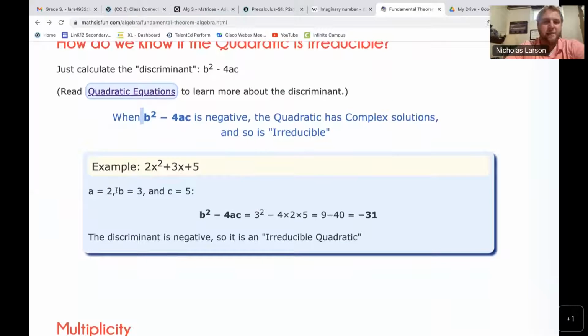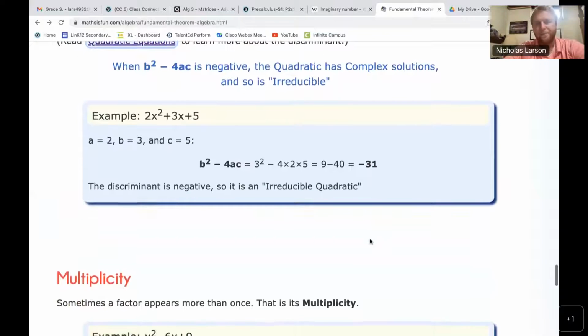So again, a is 2, b is 3, and c is 5. When we go through and solve this, we get -31, which tells us that it's irreducible and we are going to have to use the complex numbers.